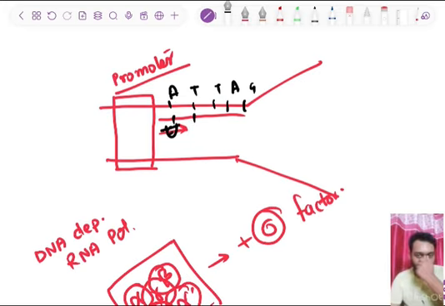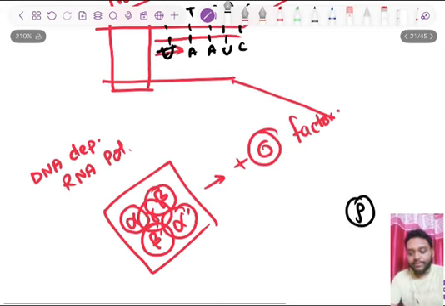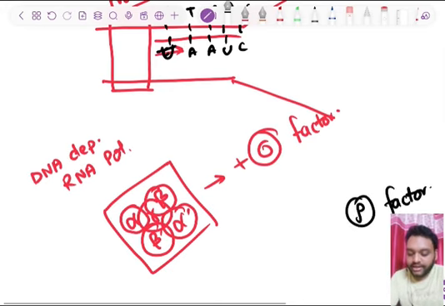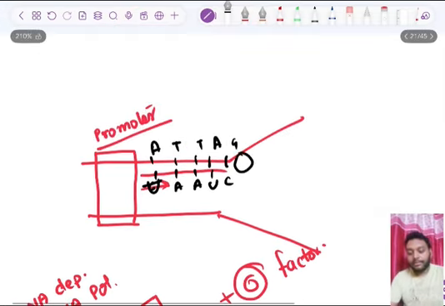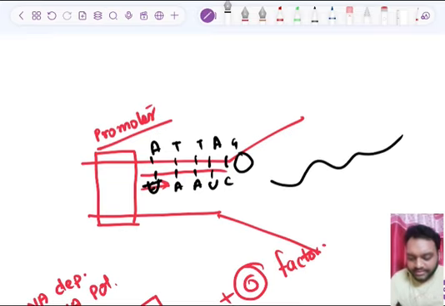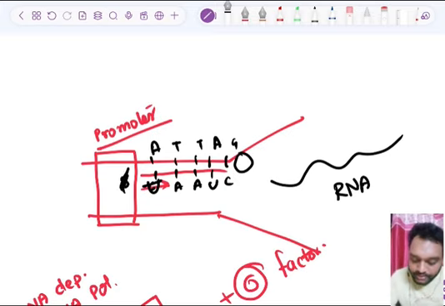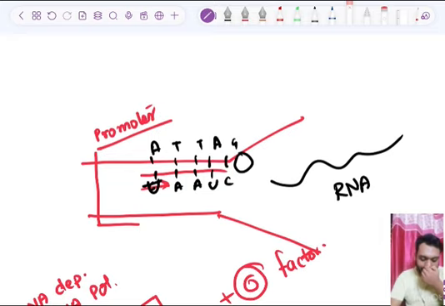When the process needs to be terminated, a thing called the rho factor, also called the termination factor, joins here and the single strand of RNA is produced. Remember, the whole process is similar to replication, because the process continues from the 5' direction to the 3' direction. It is 5' and this is 3', and the template strand is 3' to 5'.